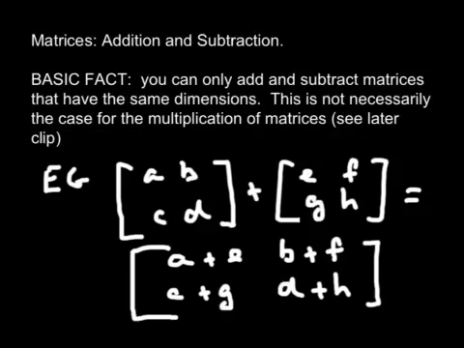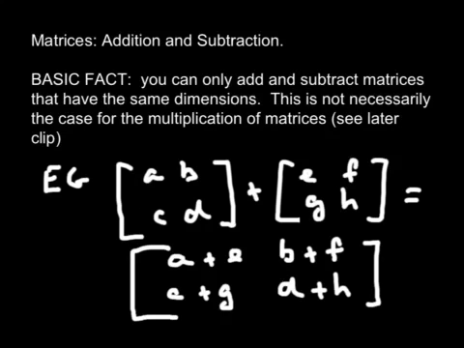Adding and subtracting matrices is really rather simple. There is a basic fact, however. You can only add and subtract matrices that have the same dimensions. What do we mean by dimensions? Well, we mean the same number of rows and columns, remembering that rows go across and columns go down.